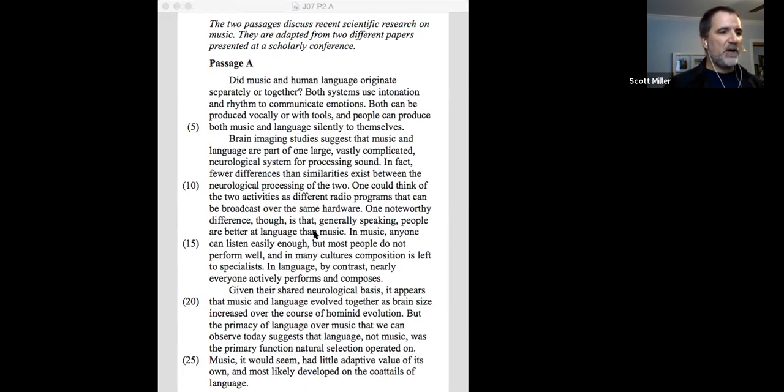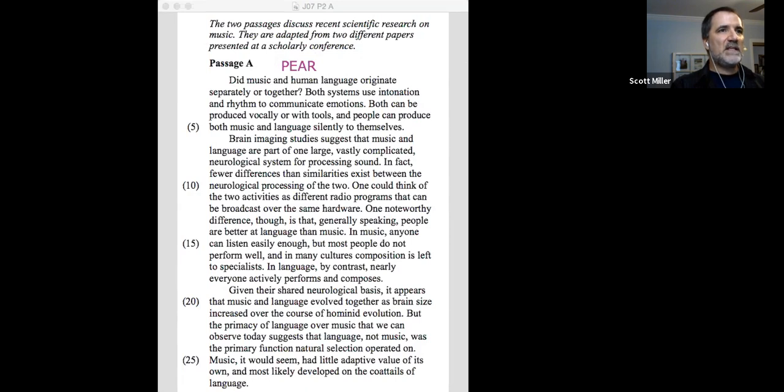This first paragraph starts with a question: did music and language originate separately or together? One of the techniques we strongly recommend is something called PEAR, P-E-A-R. If you know what PEAR stands for, put it in the chat window. If not, that's okay. PEAR stands for pause, evaluate, anticipate, and then repeat.